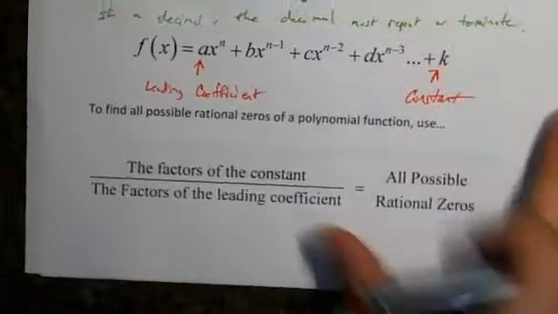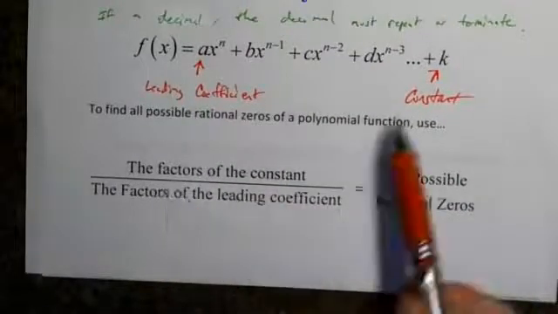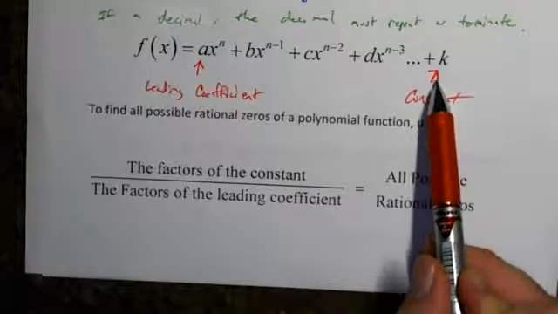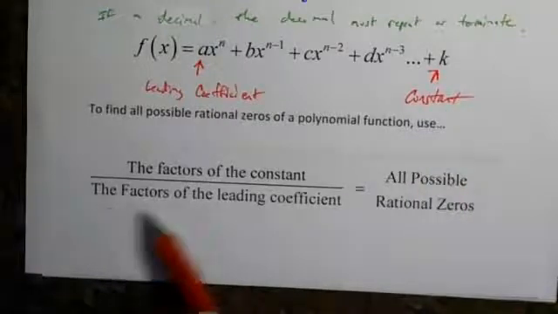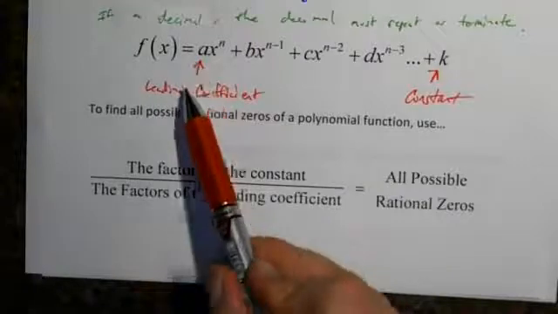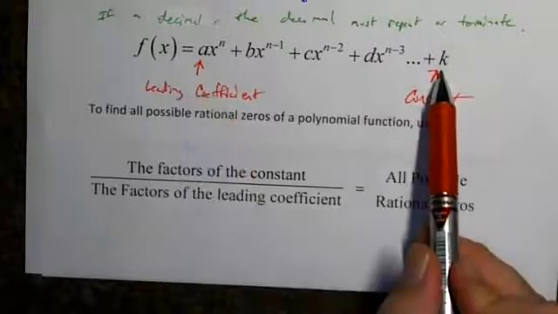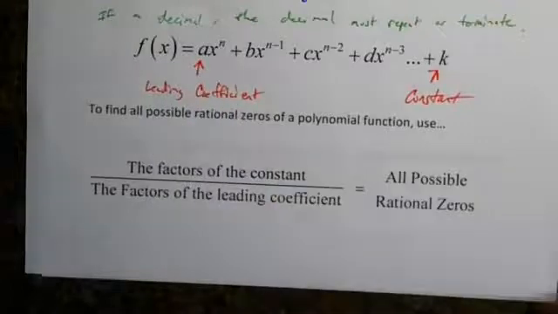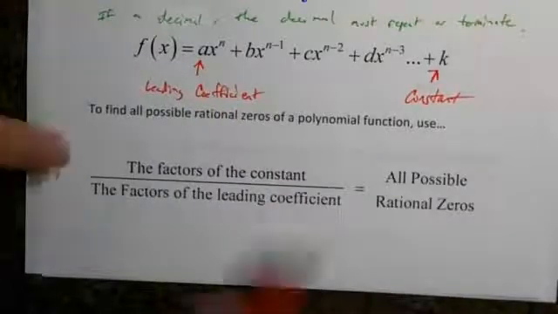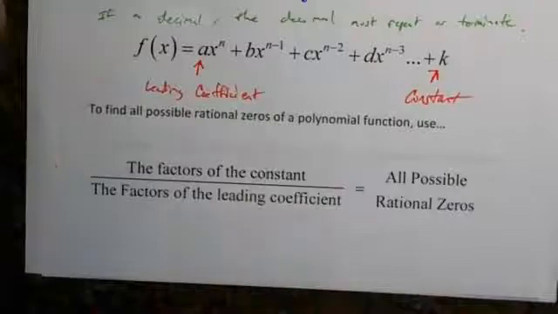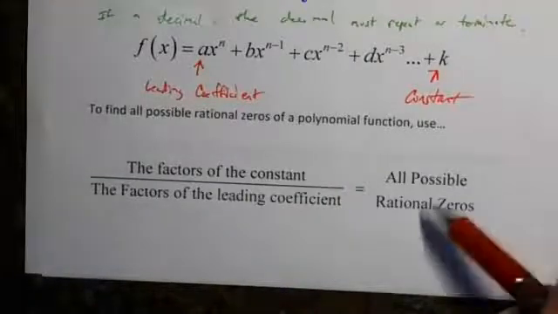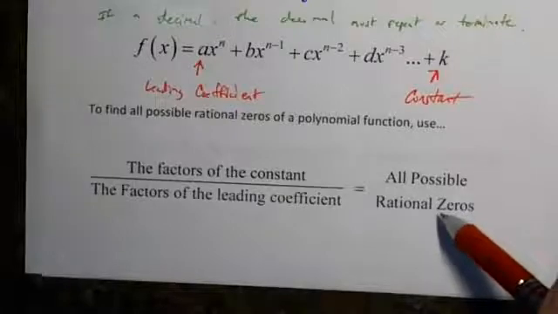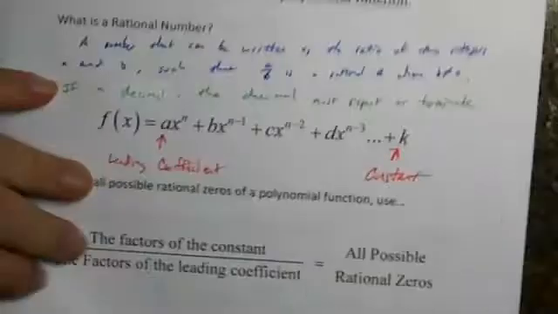To use the rational zero test, we're going to take the factors of the constant, k, over the factors of the leading coefficient. So all of the factors of this number over all the factors of this number. And then from that list of factors on top of factors, we're going to rewrite it and create an overall list. And that list will give us all the possible rational zeros. Let me show you what that looks like.